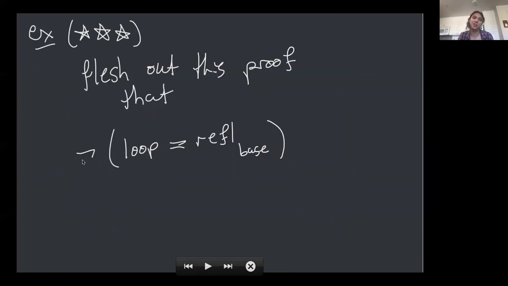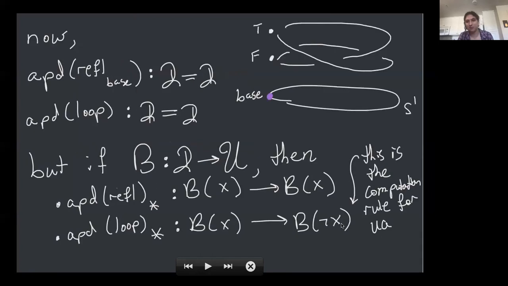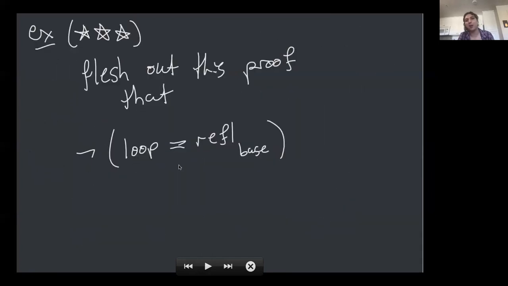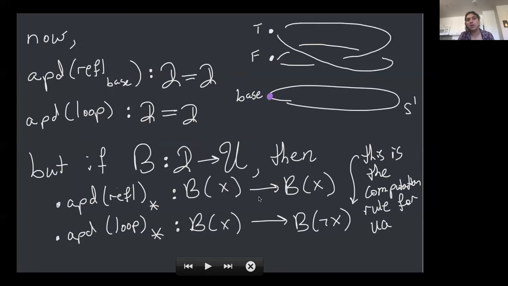I guess I'm being a little bit sloppy. This not is different from this not. But okay. So can you prove that loop does not equal REFL base? And the idea is going to be, if you take B to be the identity, then this would give me a proof that X is equal to not X. And there's a problem there.